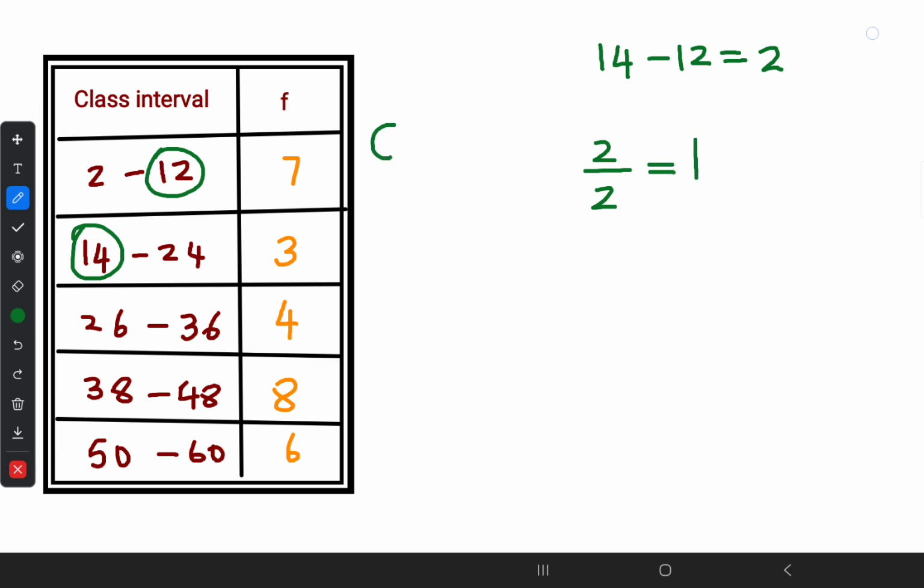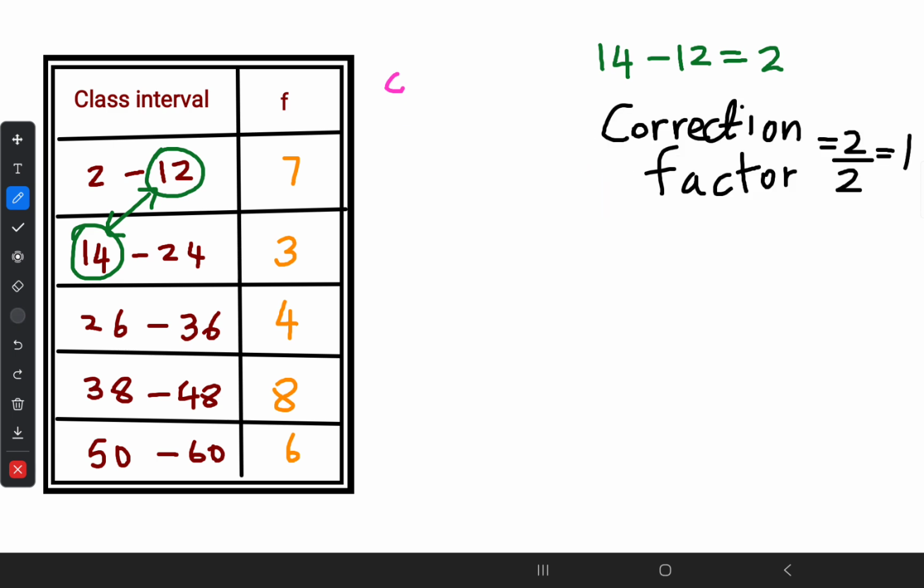Okay, correction factor. First we found the difference between these two, which is 2. 2 should be divided by 2. Why? Because each class interval has two limits, lower limit and upper limit. That's why we found the correction factor as 1. Thereafter, what you need to do is create one more column in the same table. That would be the continuous class interval column.